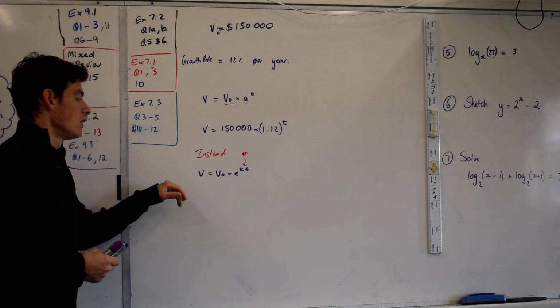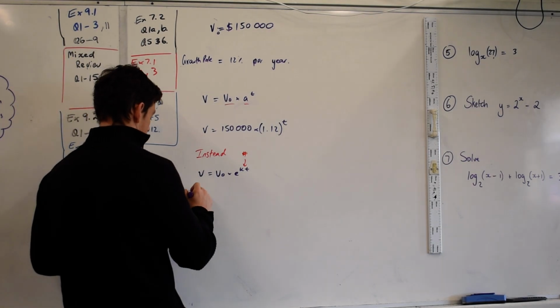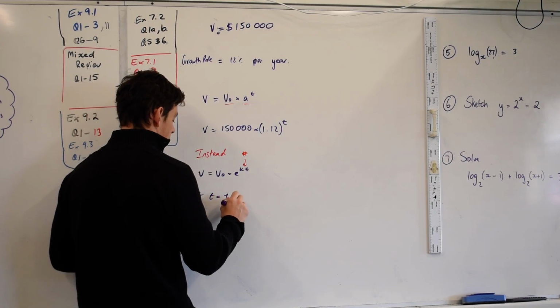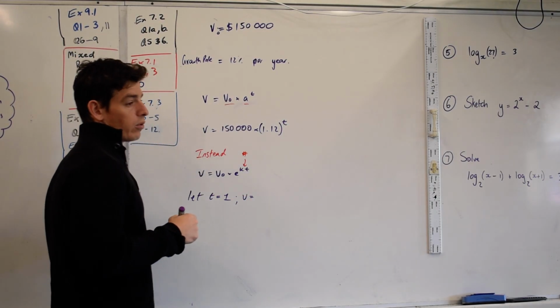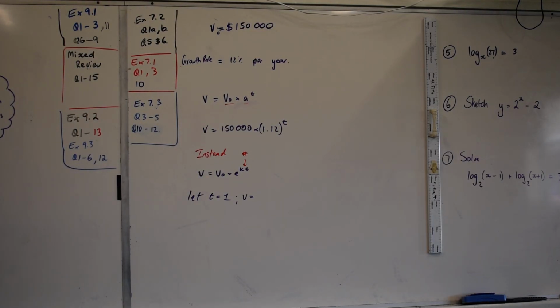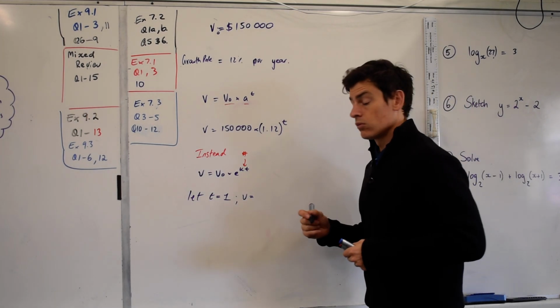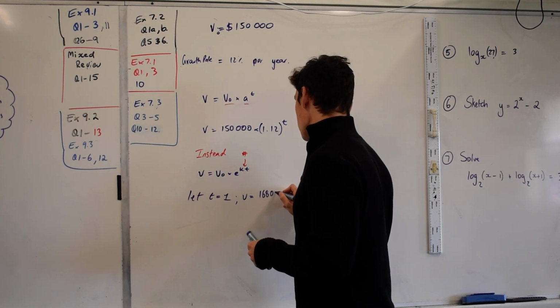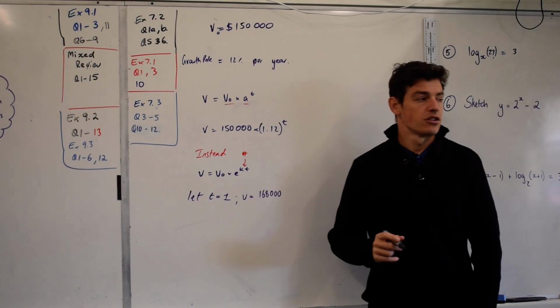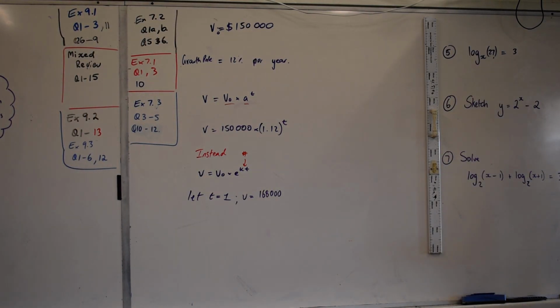Well, why don't we let t equal 1, which means V is going to equal what? When I say that t equals 1, what am I saying? After 1 year, what's my value? Can we find out our value after 1 year using our calculators? $168,000. I actually didn't need to do this step, but I'm trying to slowly walk you through it.